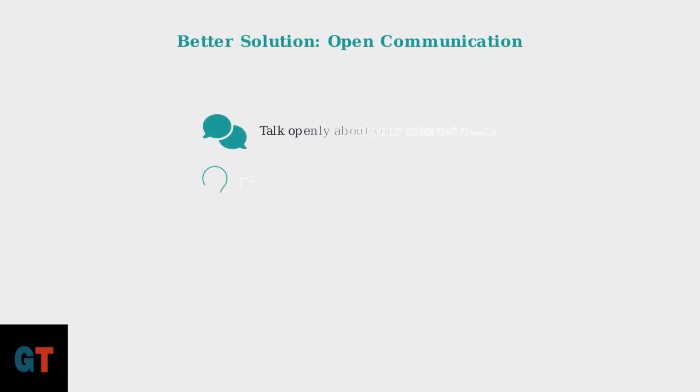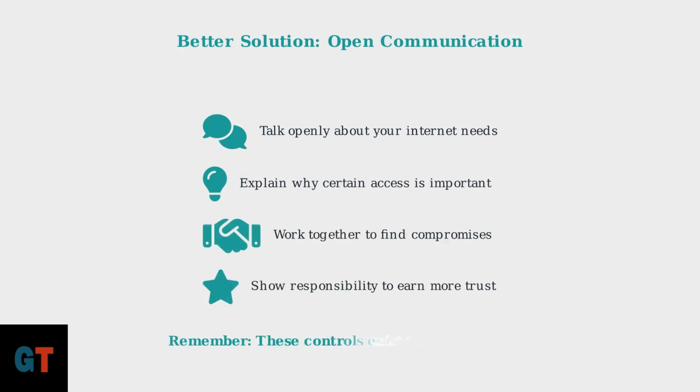Instead of trying to bypass these safety measures, the best approach is open communication. Talk with your parents or guardians about your internet needs. Explain what you want to do online and why it's important to you. Most parents are willing to adjust restrictions when they understand your perspective and see that you're being responsible.